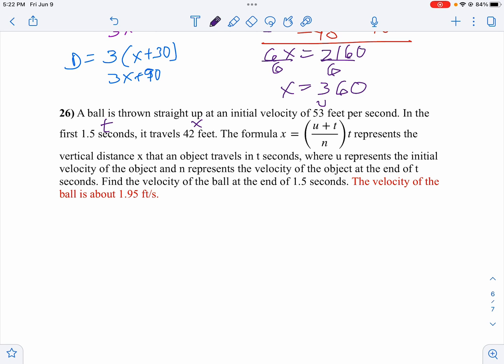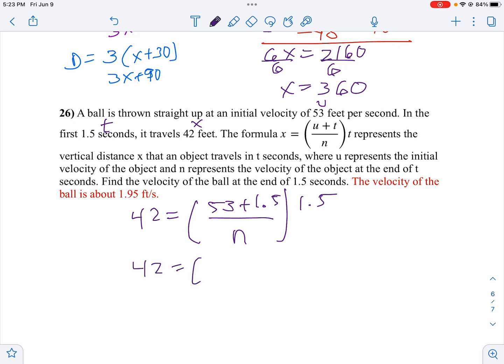So x is going to be 42 equals parentheses u, which is 53, plus 1.5. My parentheses looks kind of sick there. All over n, which is what I need to find, times t, which is 1.5 again. Now we're just going to solve for n. So 42 equals 54.5 all over n times 1.5.